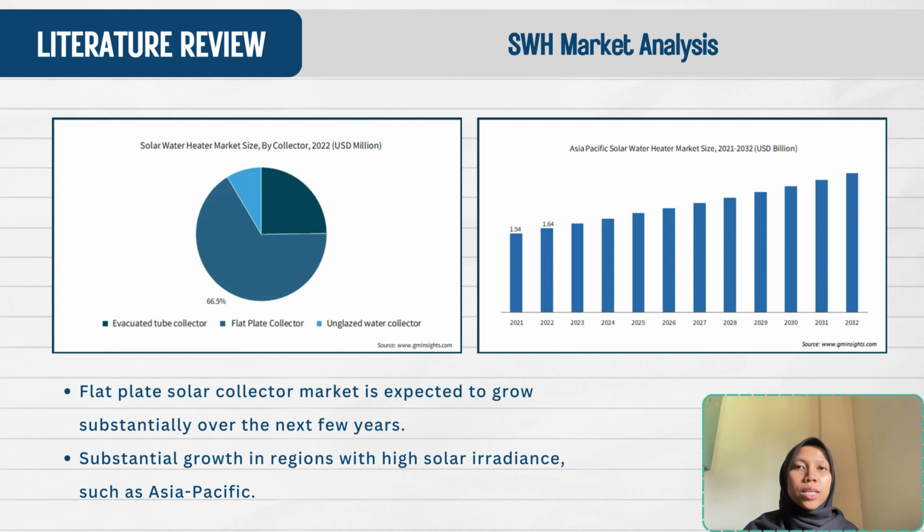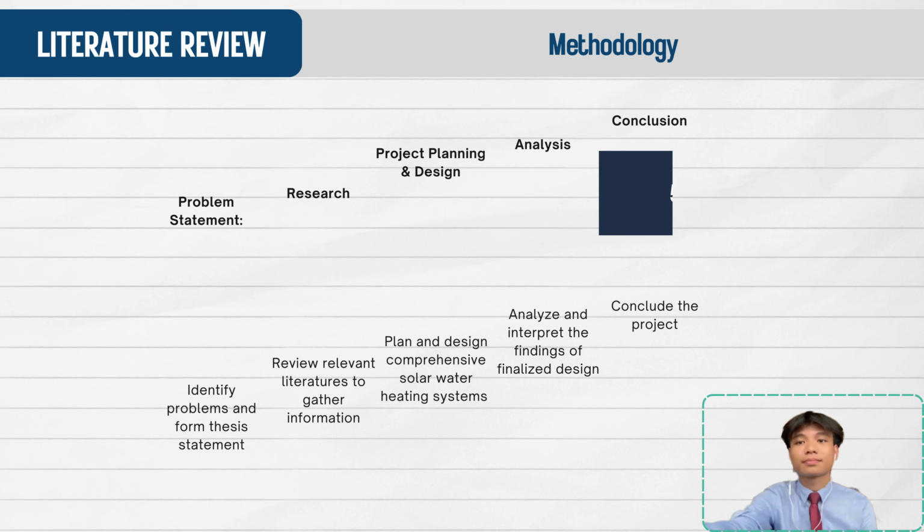Next, in terms of collector type, we can see that the flat plate collector has the biggest market size of 66.5% compared to the other two, and it is expected to grow substantially over the next few years. Apart from that, substantial growth is in regions with high solar irradiance, such as Asia Pacific, according to the figure of Asia Pacific solar water heater market size from 2021 to 2032.